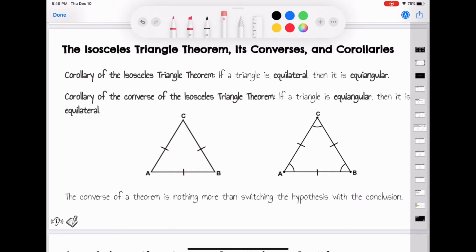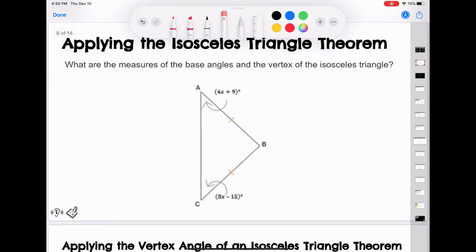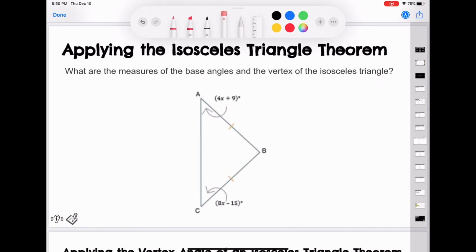Let's go ahead and work out our first problem. This problem asks us to apply the isosceles triangle theorem. The isosceles triangle theorem basically told us that if we have two congruent sides, well then our base angles are also congruent. That being said, we are being asked, what are the measures of the base angles and the vertex angle of the isosceles triangle?